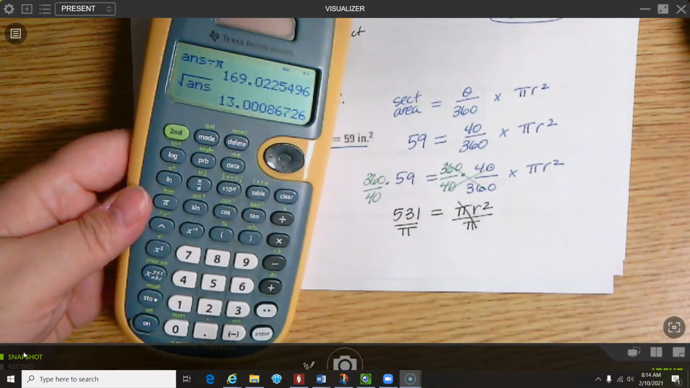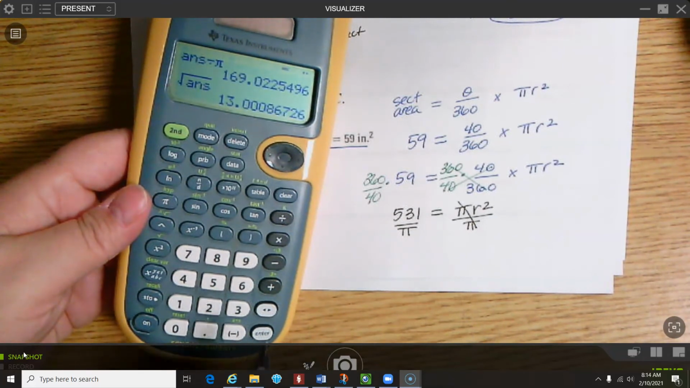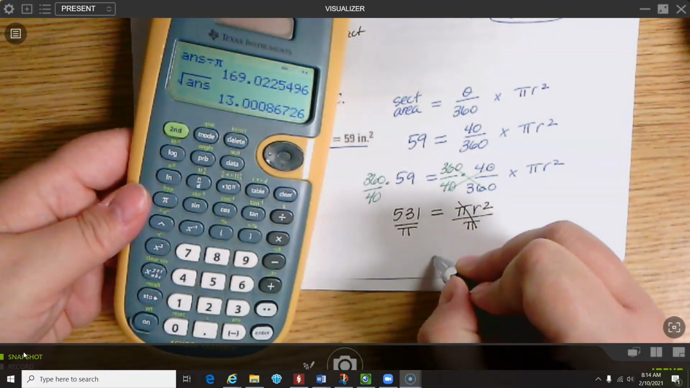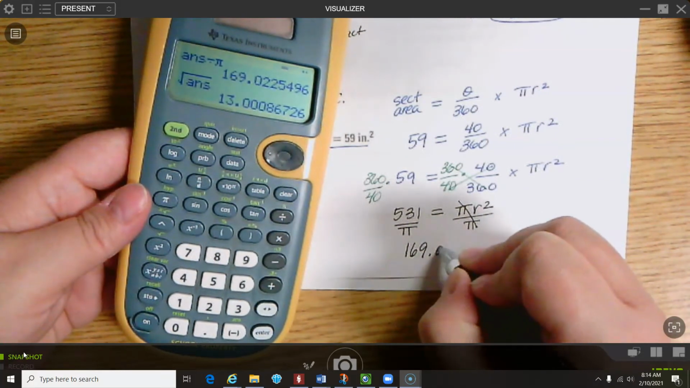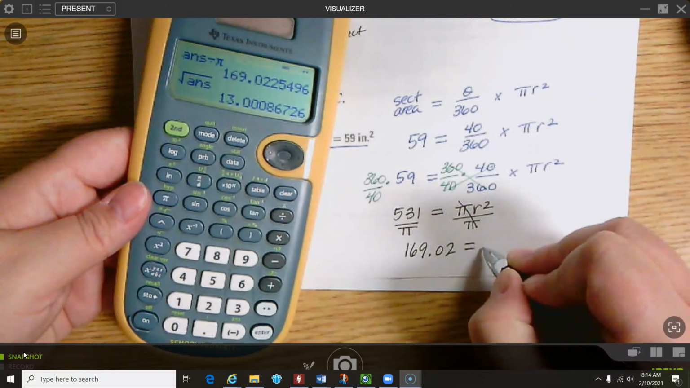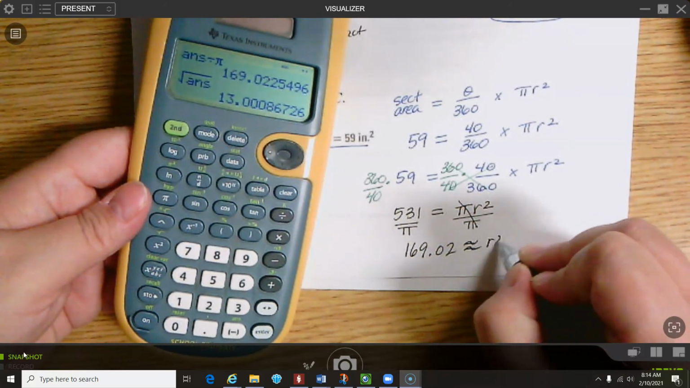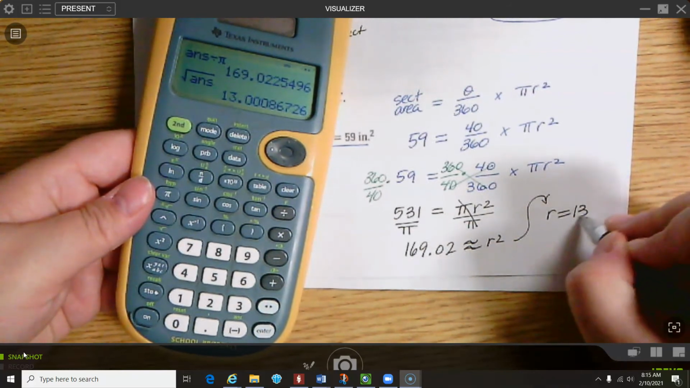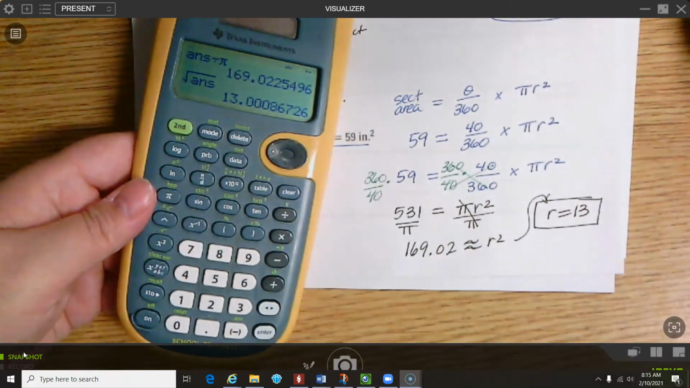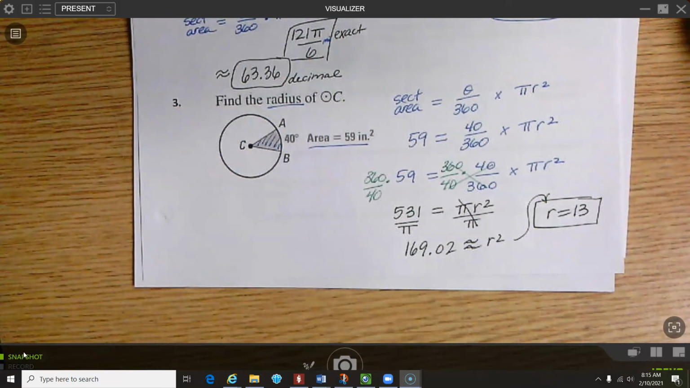And the square root of that is about 13, very close to 13. So let me go ahead and write that out. 169.02 approximately is r squared. And when I take the square root of both sides there, I get r is 13. And that is my answer. I hope this has helped you understand sector area, and I will see you later.